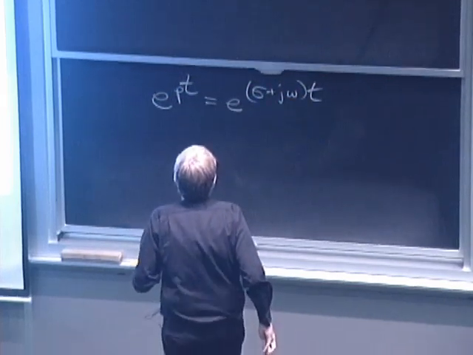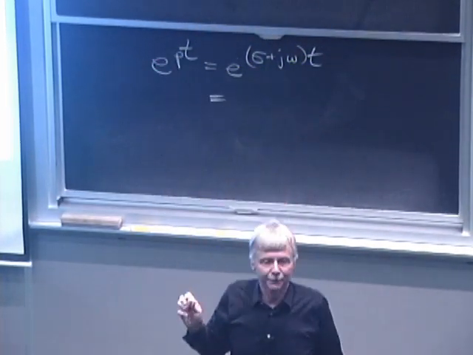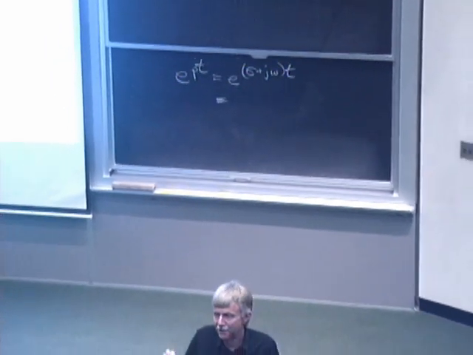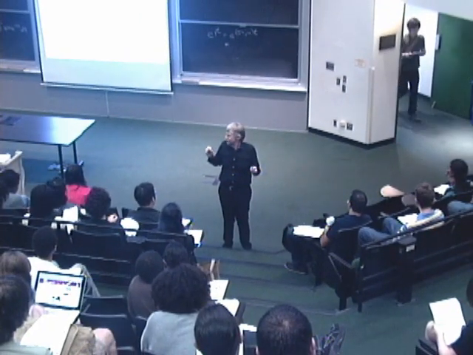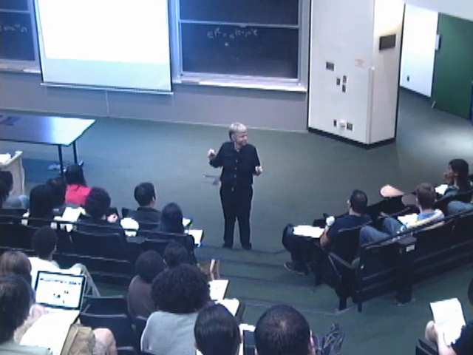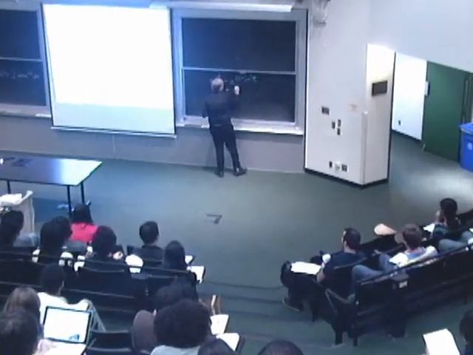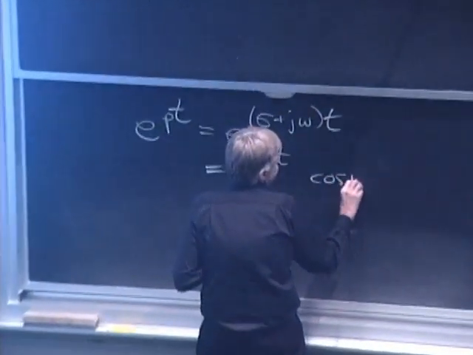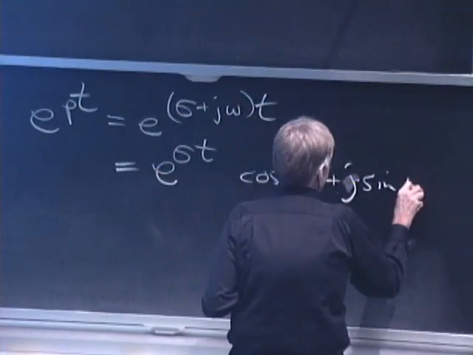And somebody want to hazard a guess at what that might look like if I tried to expand it as a real and imaginary part? Someone want to hazard a guess at the name of the equation I might use? Euler's equation, sure. So I would expand this by Euler's equation, and I get something of the form e to the sigma t times cos omega t plus j sine omega t.